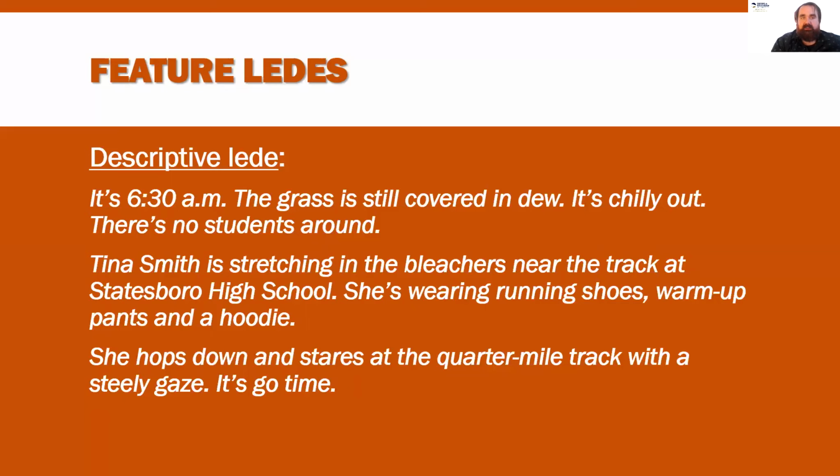that the goal is for us to be able to close our eyes and almost picture this scene, right? So we can say that the grass is still covered in dew. We can picture that. We know what that's like. There's no students around. It's an empty track area. We can picture that. We have description of what she's doing, right? She's stretching near the bleachers, or in the bleachers near the track. We have what she's wearing. She's got running shoes. She's got warm-up pants. She's got a hoodie on, right? It is lots of little details so that we can imagine it in the theater of our brain.